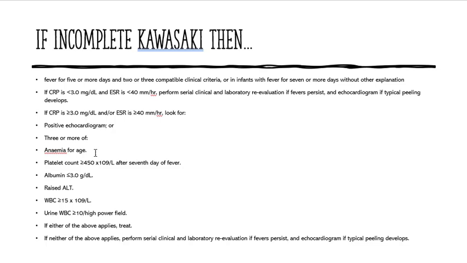For example, anemia, platelet count being high, the thrombocytosis that we were talking about. There might be some raised ALT, and the albumin level might have decreased because of inflammation. Any sort of inflammatory process will always decrease your albumin. Remember, this is quite important. White blood cell counts might be high. Urine white blood cell count could also be high. So these are just things to look out for.